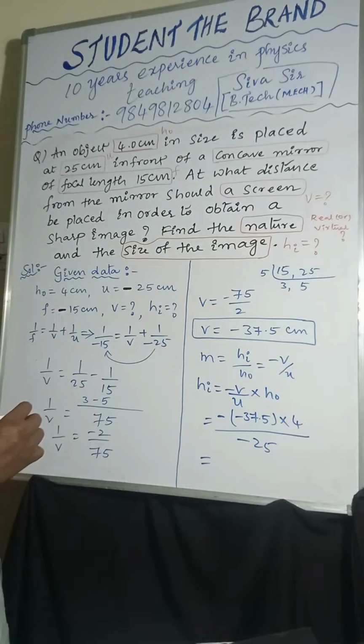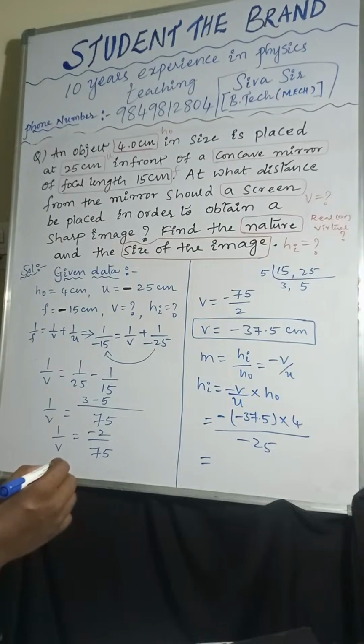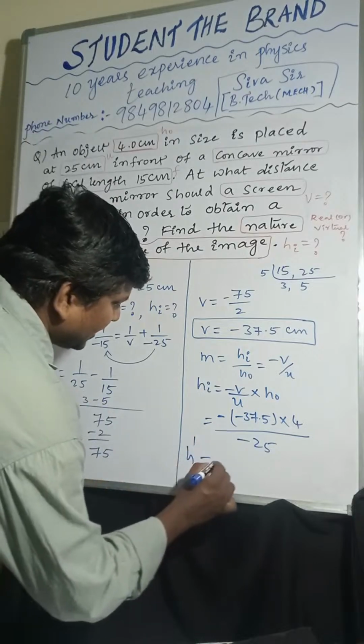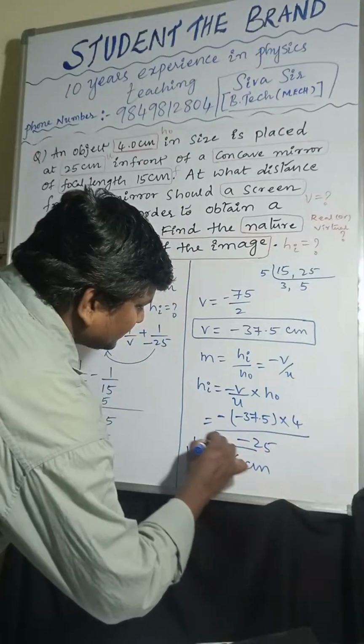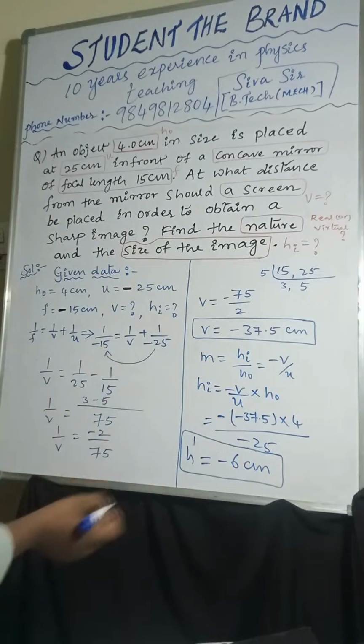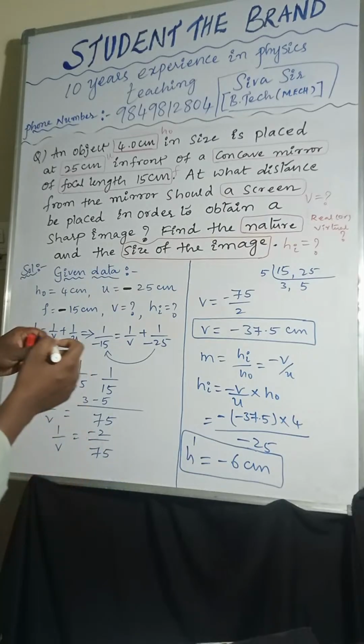How much will you get? Can you solve and tell me? Can anybody tell the answer? The answer is: height of the image is minus 6 centimeter. This is the answer. Now you see, this is the method we have to follow. This is the way we have to do it. So once again, I will explain. Just check once. If you have any doubts, you can ask.